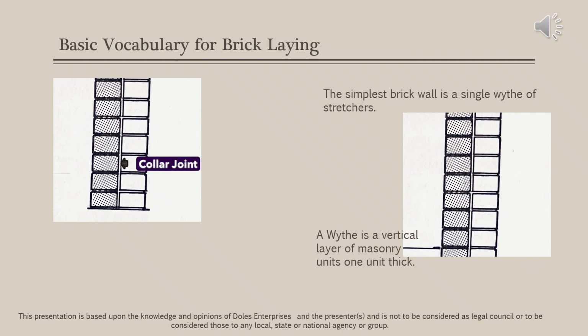You will hear the term wythe quite often. That's W-Y-T-H-E. A wythe is a vertical layer of masonry units, one unit thick. So a double wythe, triple wythe, whatever you hear. The simplest brick wall, of course, is the single wythe of stretchers. And this is typically what you see for brick veneer on residential type construction.